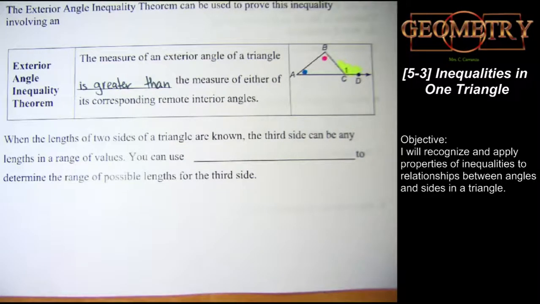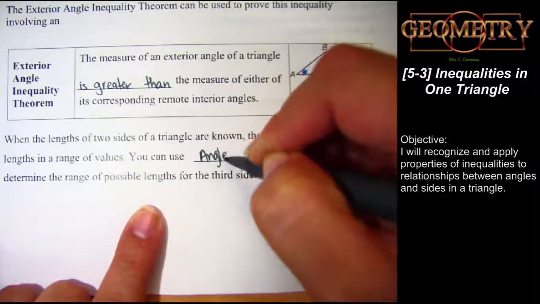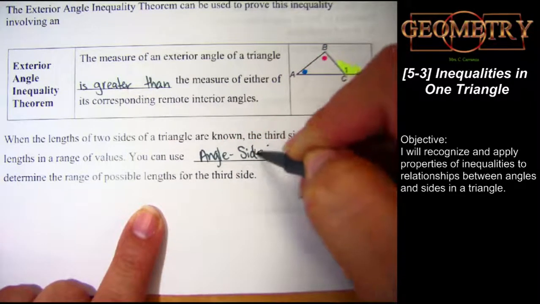But I started off the conversation today saying that we were going to give you the power now to state that sides are bigger than other sides, or at least not equal to, based off of angle measures, and vice versa. And in order to do that, we're going to use angle-side relationships.